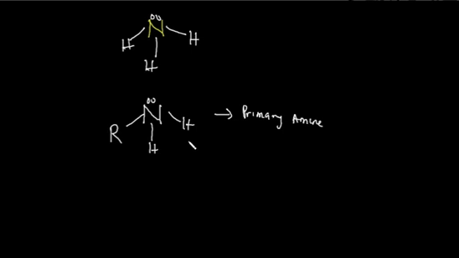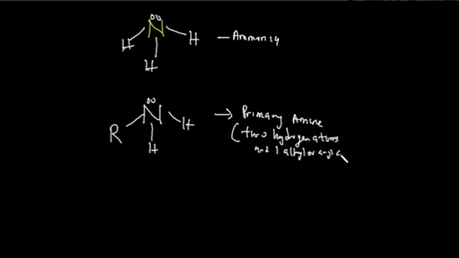Now, with this said, if you replace one hydrogen in ammonia with a carbon chain, it becomes a primary amine. What I want you to note is this: a primary amine has two hydrogen atoms and one alkyl group directly attached to nitrogen. Write it like that, with emphasis on two hydrogen and one alkyl or aryl group. The emphasis now is two hydrogen.